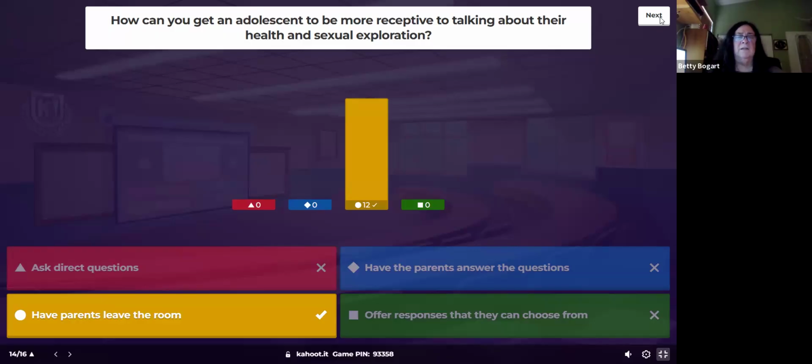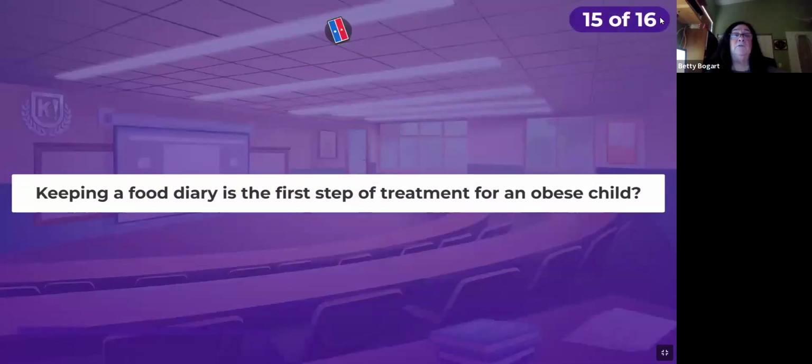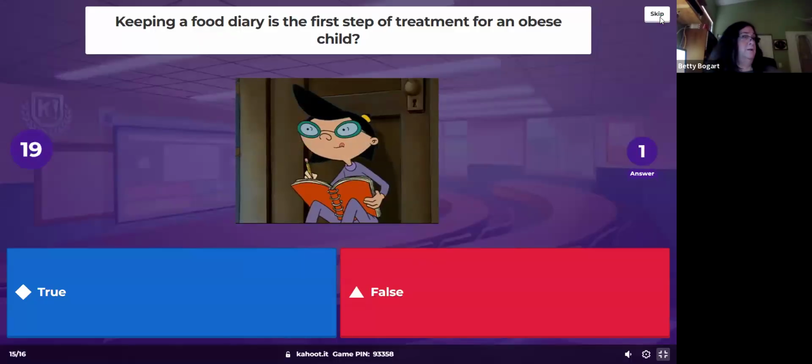Also, it's not just them leaving the room, it's letting them know through silence and listening and understanding that you're listening to them, okay? And that child can talk to you about anything. There could be stuff going on that really needs to be investigated further. Keeping a food diary is the first step of treatment for an obese child.